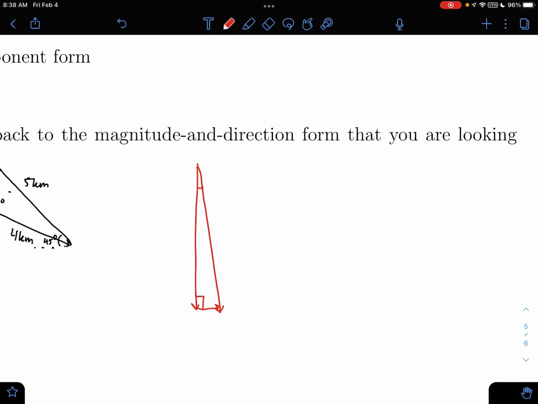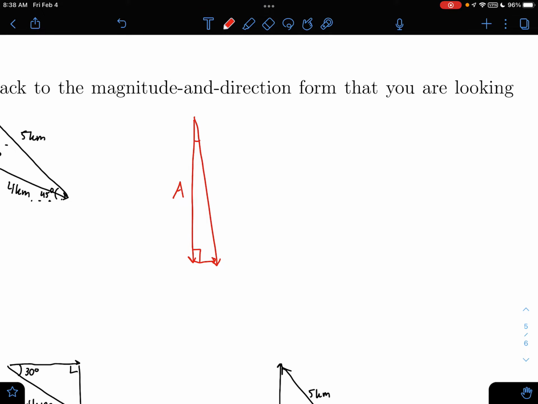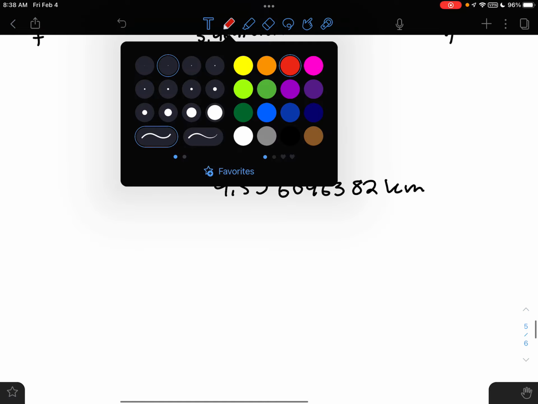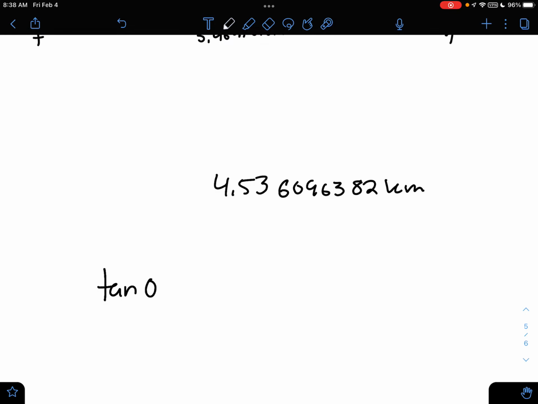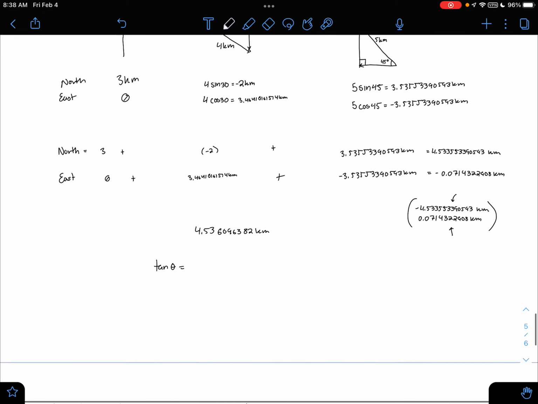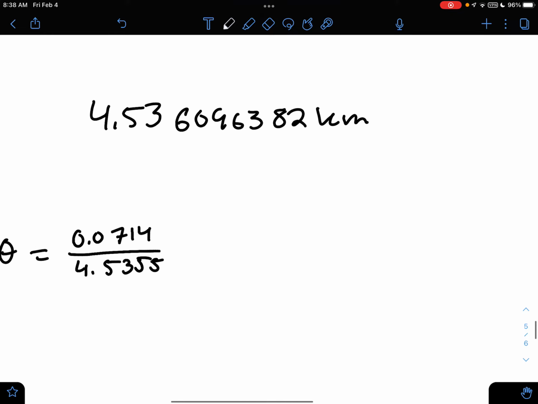Here's our right triangle. We have our north and we have our east components. So we're going to get that the tangent of that theta that we're looking for is going to be our opposite over adjacent, which is going to be east over north. So east was 0.0714 over 4.5355, right? Opposite over adjacent.